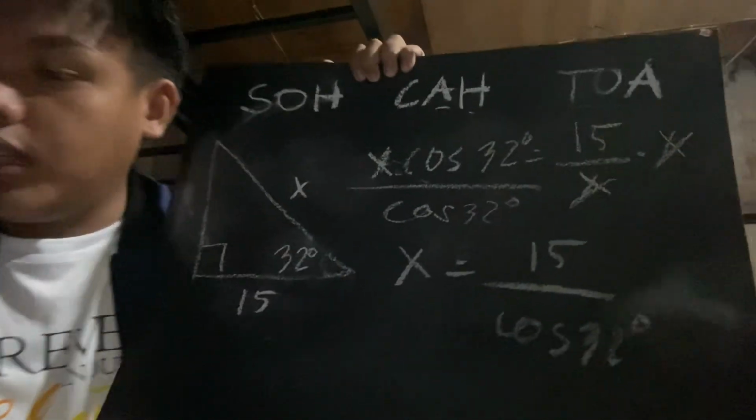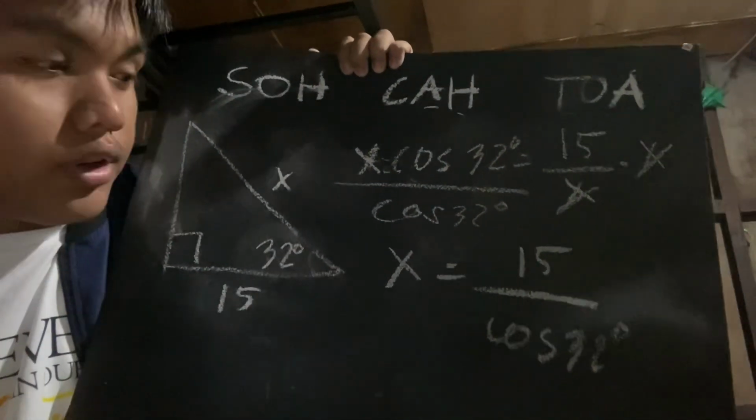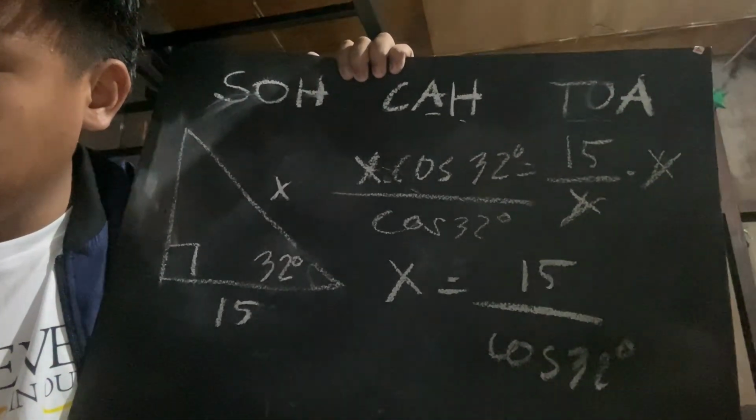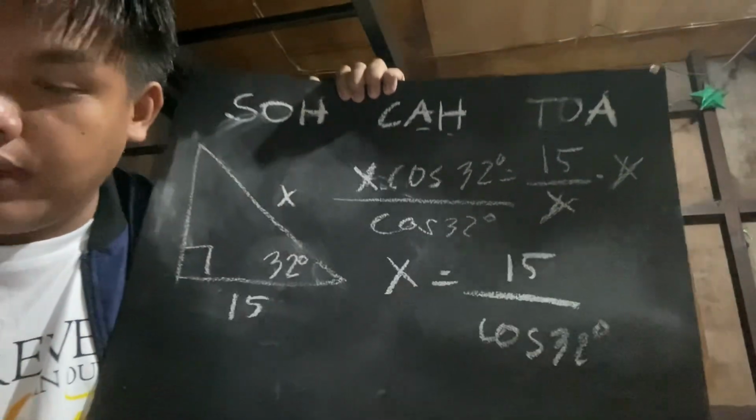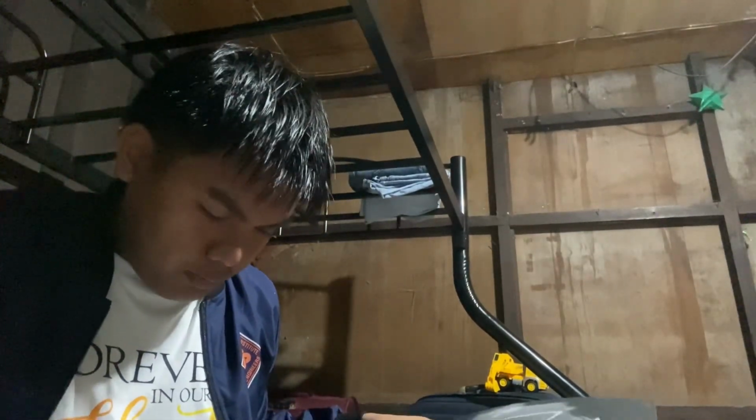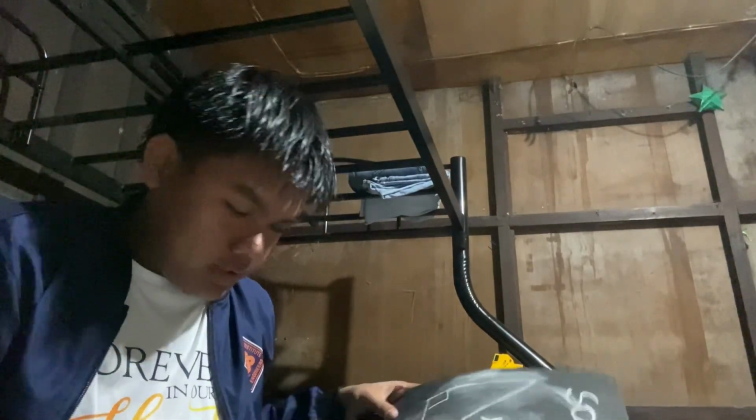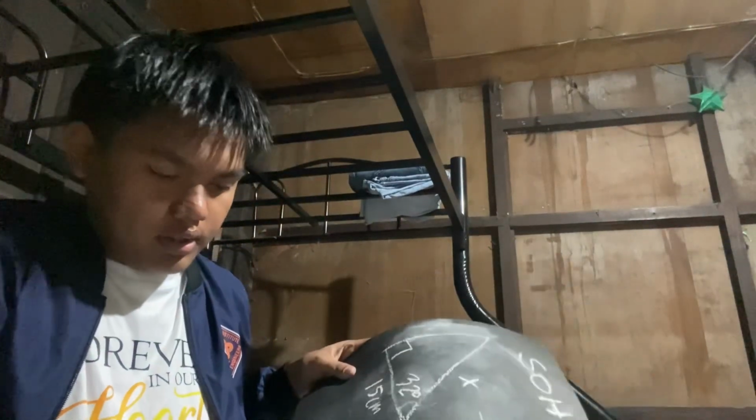You can calculate it using your calculator: 15 over cosine 32. Now we have the value of x, which is 17.69. So x equals 17.69. The unit here is centimeters, so 17.69 centimeters. Don't forget the unit.